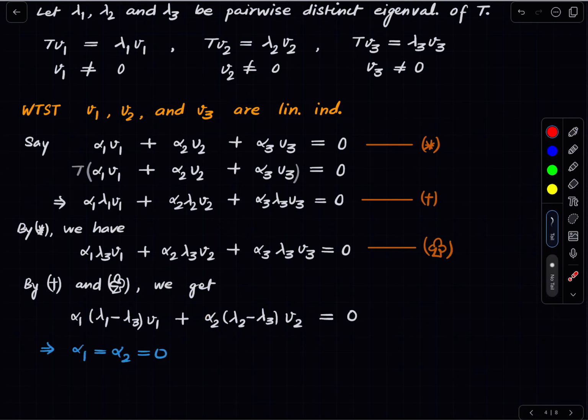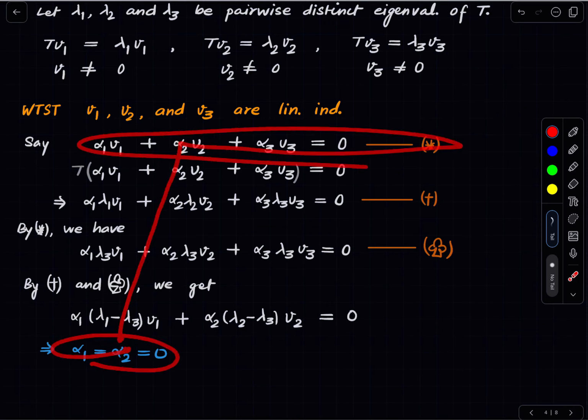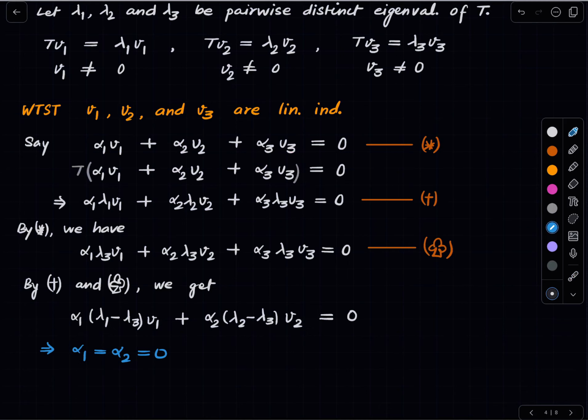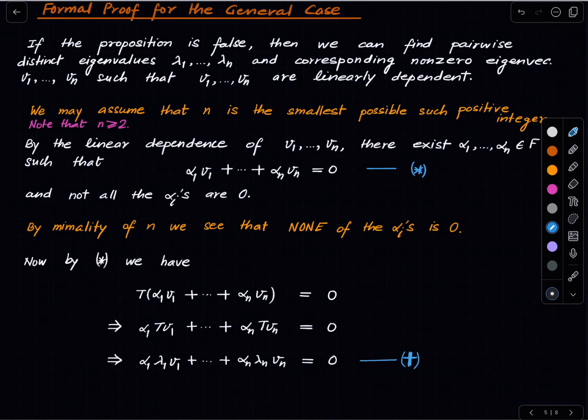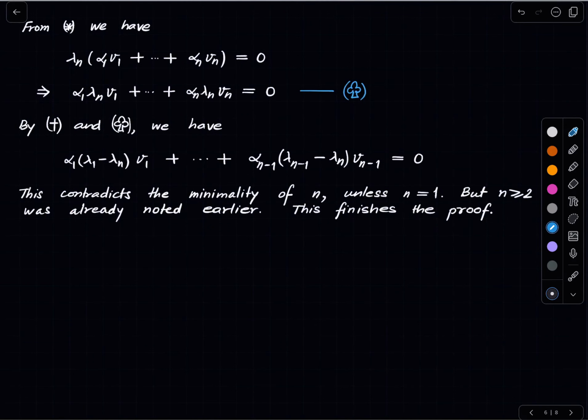So the proof for the linear independence of 2 gives the proof for linear independence of 3, since once alpha 1 and alpha 2 are 0, by star alpha 3 must also be 0. So that finishes the proof for 3, and the general case can be proved by induction using the same reasoning. So let me show you the formal proof. So this is the first page of the proof, and this is the second page of the proof. You can pause the video and look at the proof.